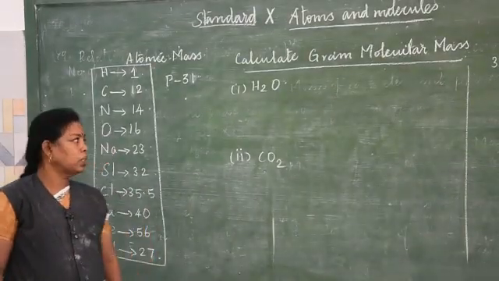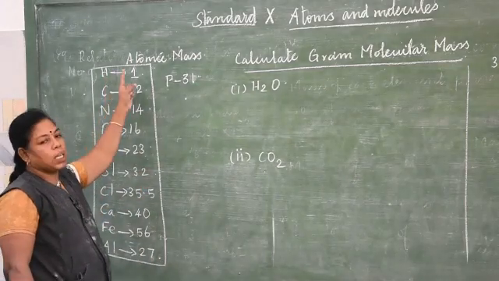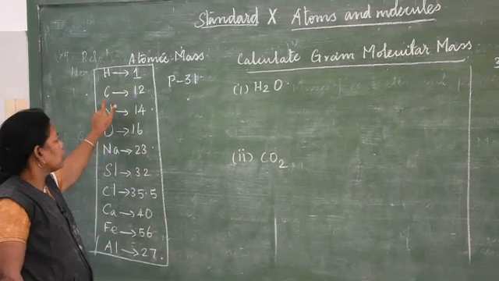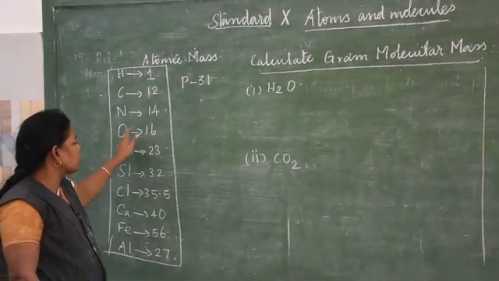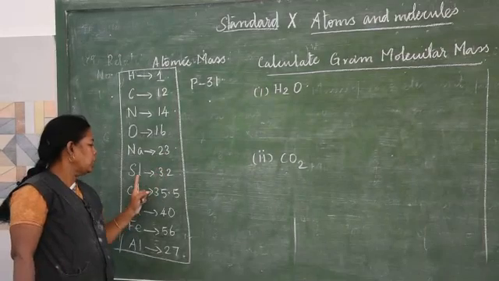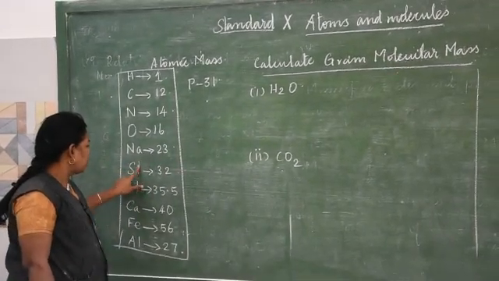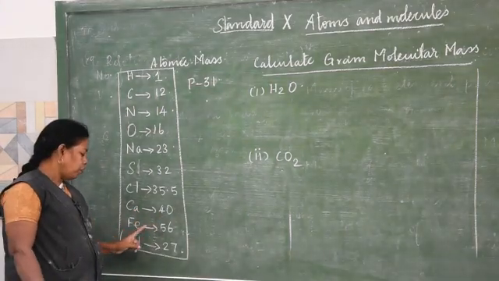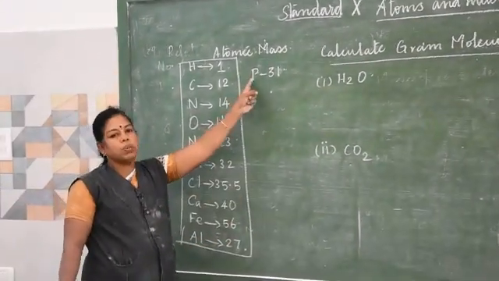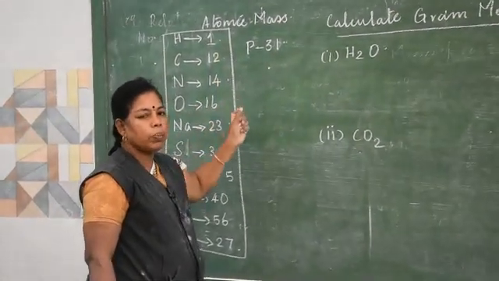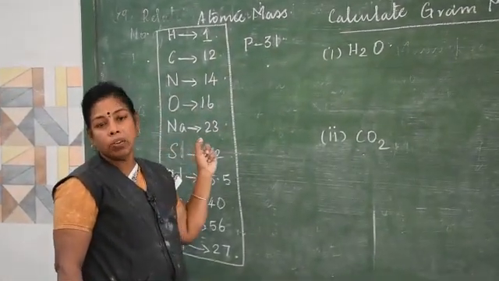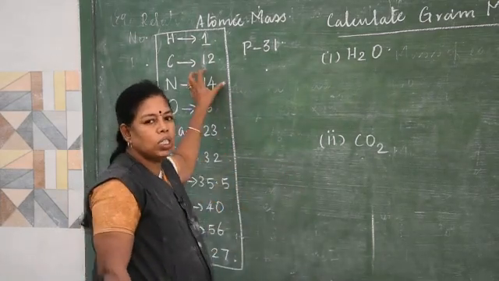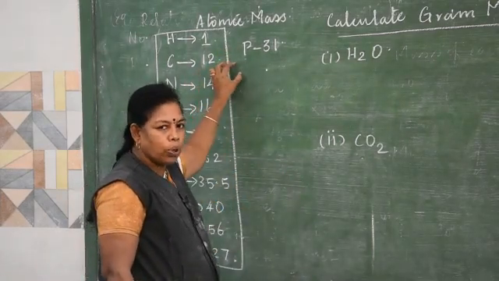Here I have written some elements and their atomic mass. For example, atomic mass of hydrogen is 1, carbon 12, nitrogen 14, oxygen 16, sodium 23, sulfur 32, chlorine 35.5, calcium 40, iron 56, aluminum 27, phosphorus 31. These are the atomic masses of some important elements that will be very useful while doing the calculation. So this is very important, so you have to write it.